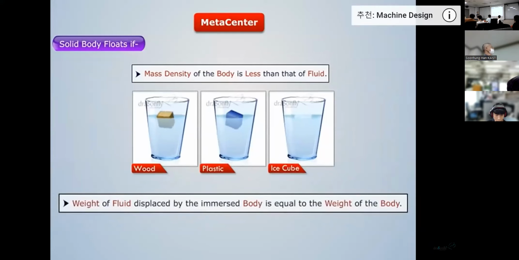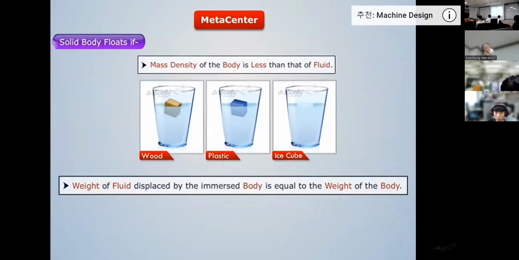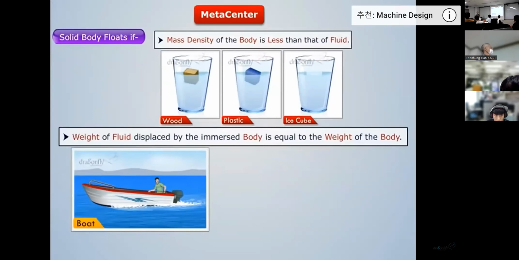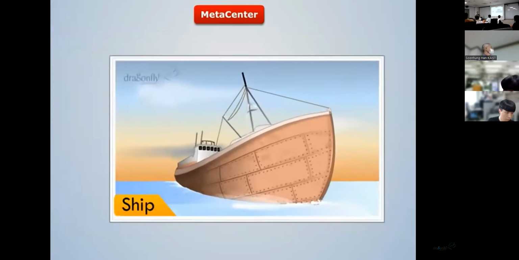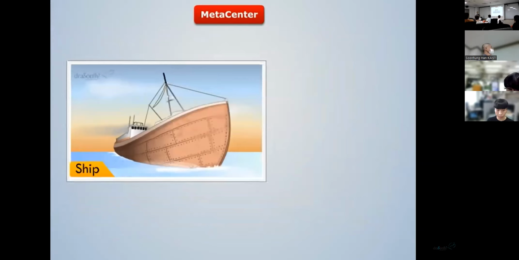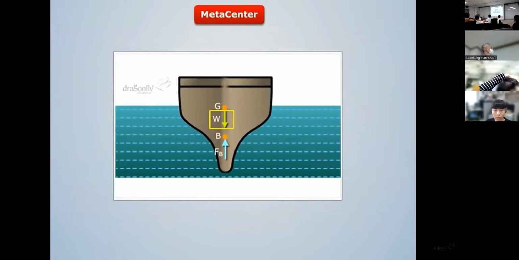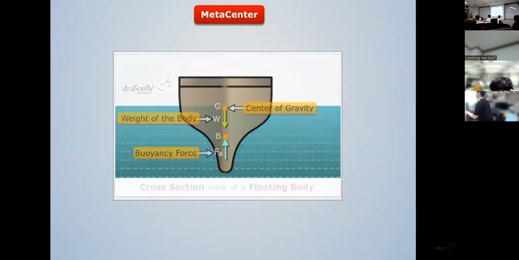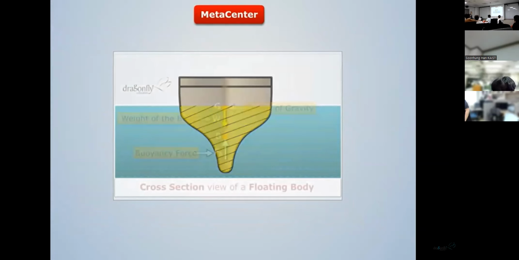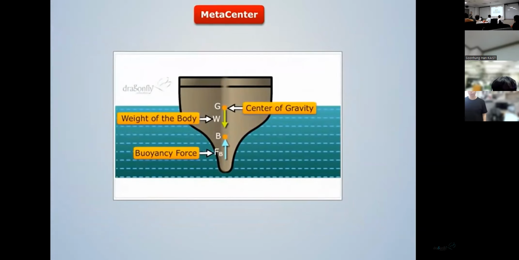And if the weight of fluid displaced by the immersed body is equal to the weight of the body, as in case of boat, ship, etc. When a body, say a ship, floats in water, it is acted upon by two forces. A vertical downward force of gravity, which is equivalent to the weight of the body, W, acting at the center of gravity, G. And an upward vertical buoyancy force, FB, which is equal to the weight of the water displaced by the immersed body, which passes through the centroid of the displaced volume of water, that is, the center of buoyancy.